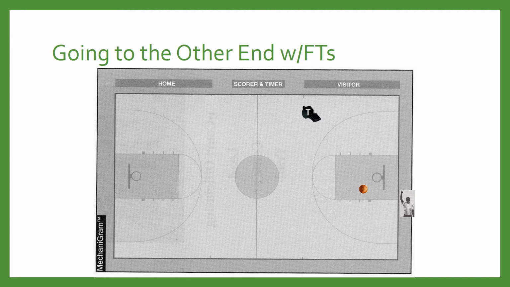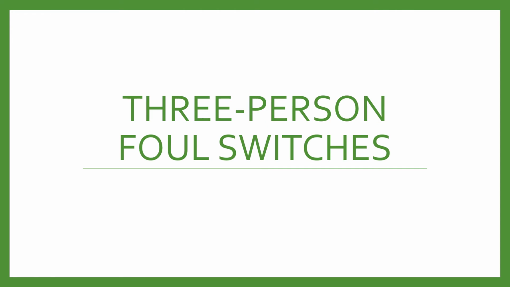On this play, lead calls a foul with free throws at the other end. Lead's going to go report the foul and then end up at opposite side trail. Old trail just slides down the floor and becomes the new lead to administer the free throws. So that covers our two-person foul switches. Now let's shift our focus to the three-person switches.